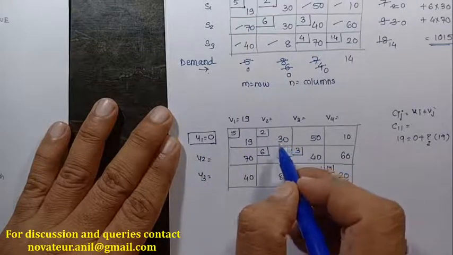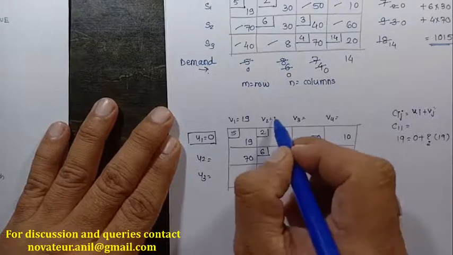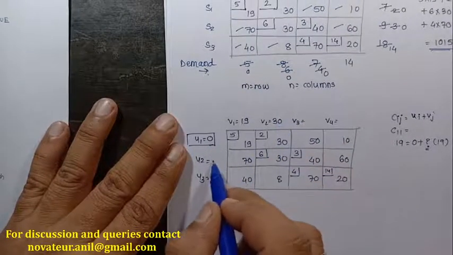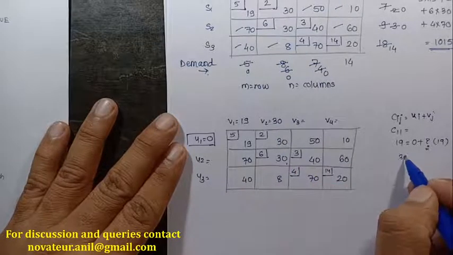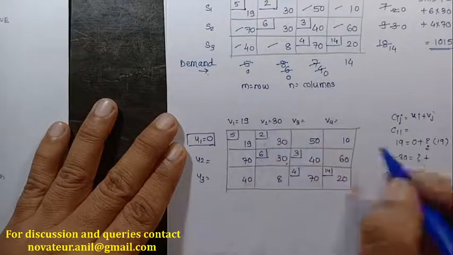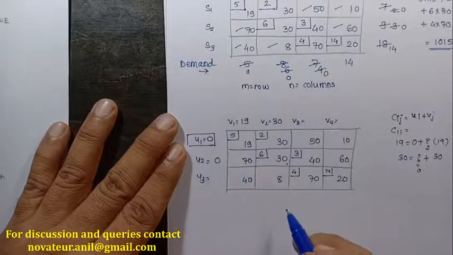Similarly, 0 plus something is equal to 30, so that is nothing but 30. Again, this 30 plus something is equal to 30. What is the value of U2? You don't know. What is the value of V2? It is 30. So this is nothing but 0, so I'll put 0 here.